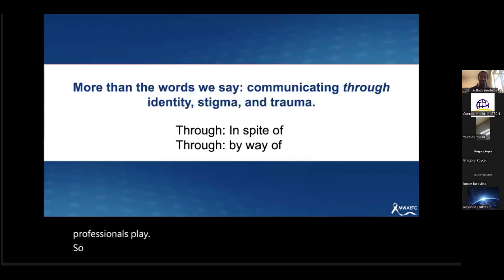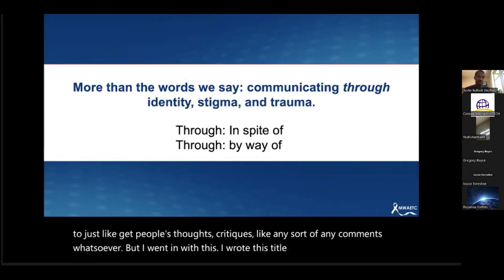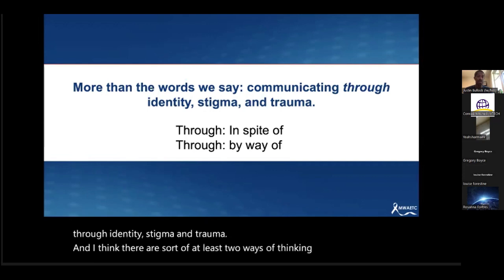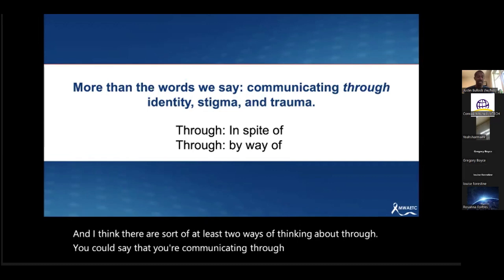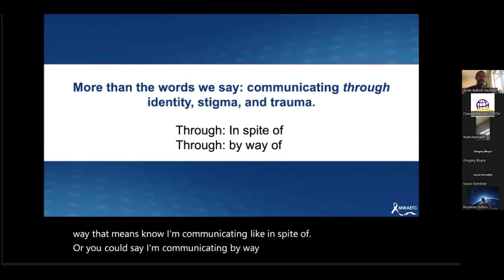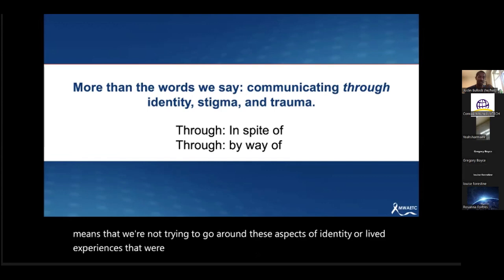I'm hoping at the end to have some time, 20 minutes, to get people's thoughts, critiques, any comments whatsoever. But I want to end with this. I wrote this title, Communicating Through Identity, Stigma, and Trauma. There are at least two ways of thinking about through. You could say you're communicating in spite of these things, or you could say I'm communicating by way of them. For me, by way of means that we're not trying to go around these aspects of identity or lived experiences, but unpacking them and moving through them, by way of them, to help heal.